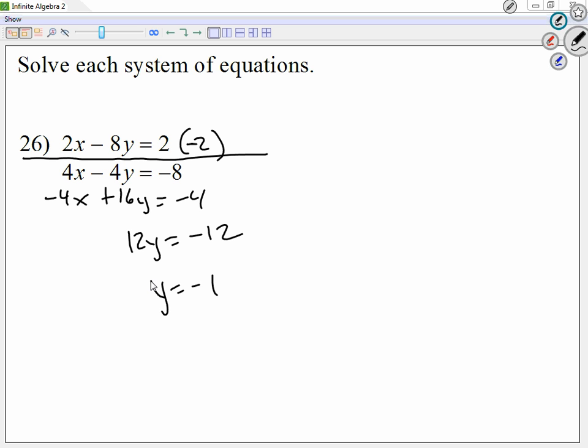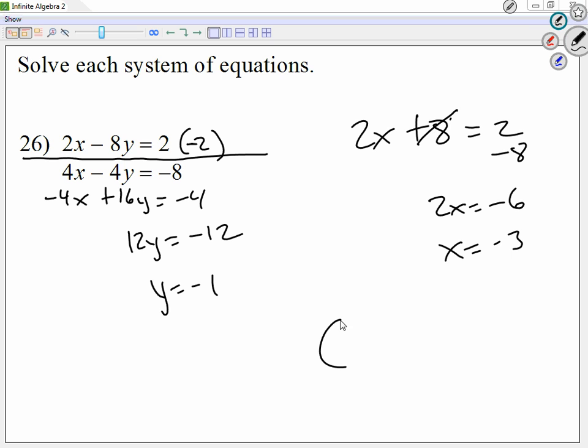Now for the value of x, plug in your y value into any of the equations. Once again, I look at the one with smaller numbers, which in this case is the first one. So I'm going to use the first one. 2x, I don't know the value of x, so I'm going to call it 2x. Then I have negative 8y. Negative 8 and a negative 1, that gives me positive 8. And this is equal to 2. Now my plus 8, let me move it to the right as a negative 8. So I have 2x equals negative 6. So x must be negative 3. My answer should be negative 3, negative 1.